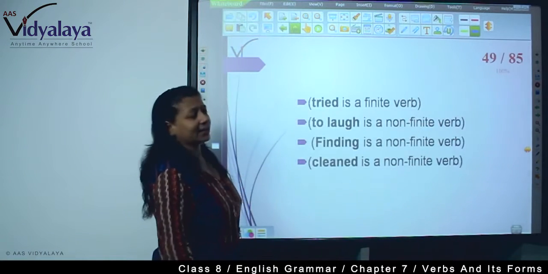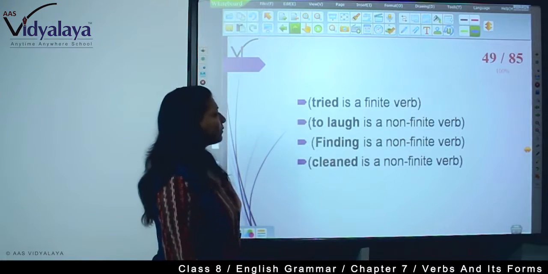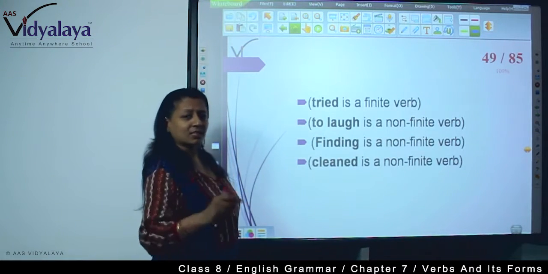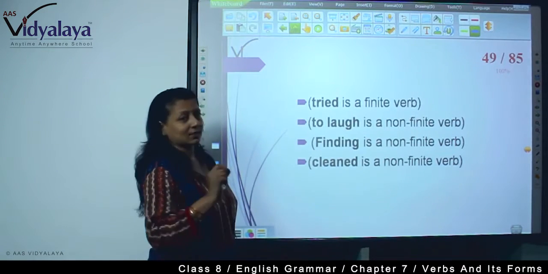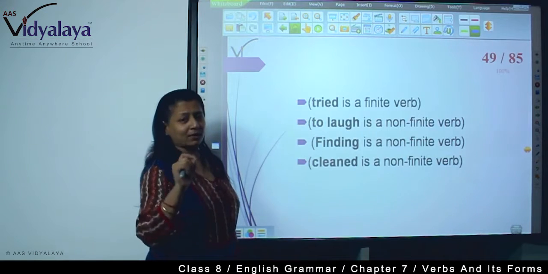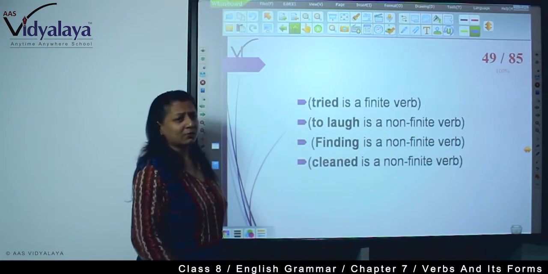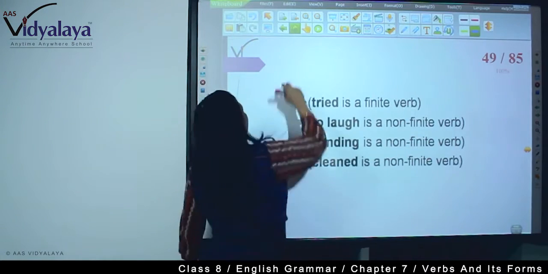And tried is a finite verb, with number, person and tenses it changes. To laugh is non-finite because whatever the number, person or tenses, it will remain the same. Finding is again non-finite because it is a gerund. So whatever the number or person, it remains the same. And clean is again non-finite because it is a past participle. Whatever the number or person, it remains the same.